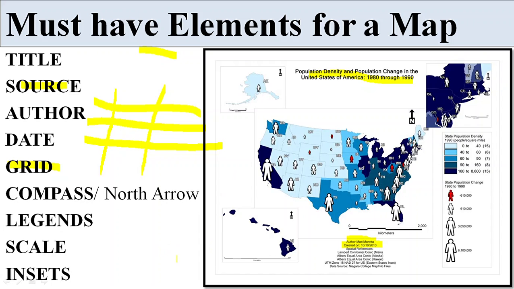Then we have compass or north arrow. It is very important because it shows the right direction. Here on this map we have this north arrow that is there to show the north direction of the map. If you have no north arrow, then a compass will be there on a map, with a red colored arrow that will show you the north direction.